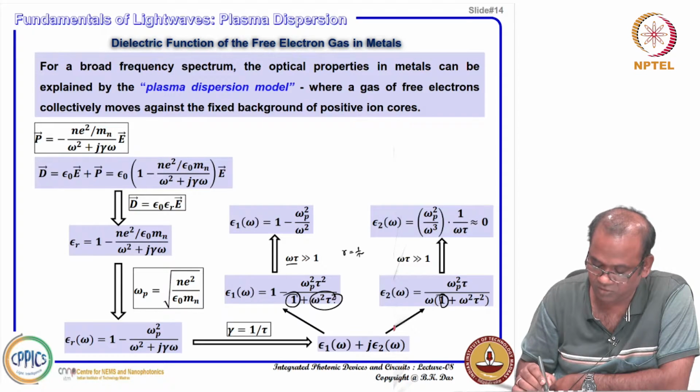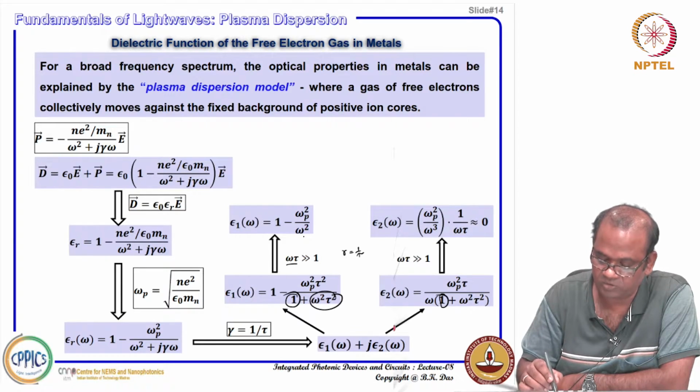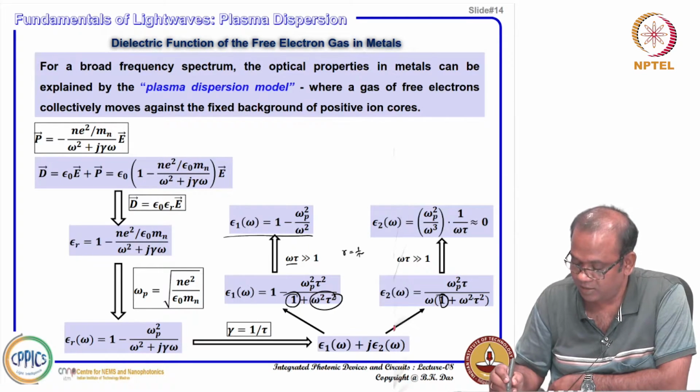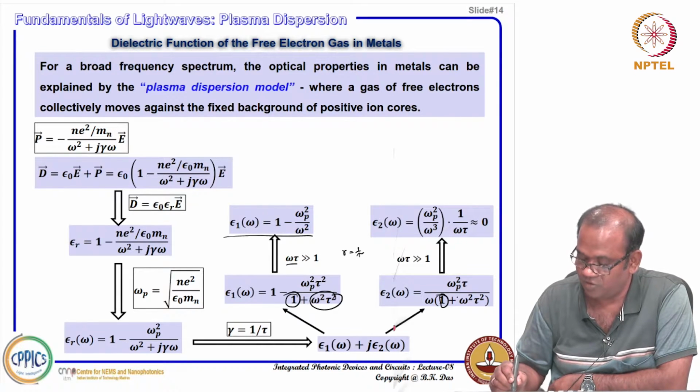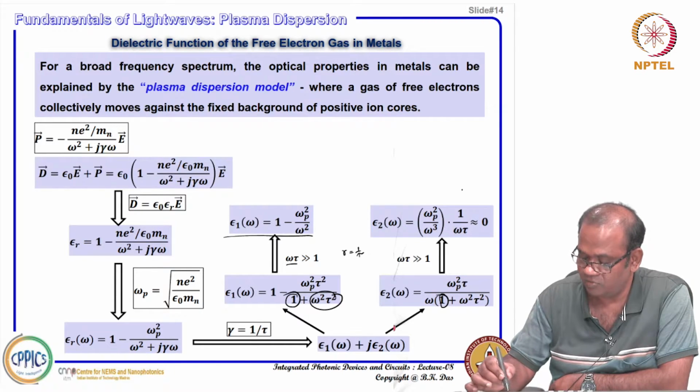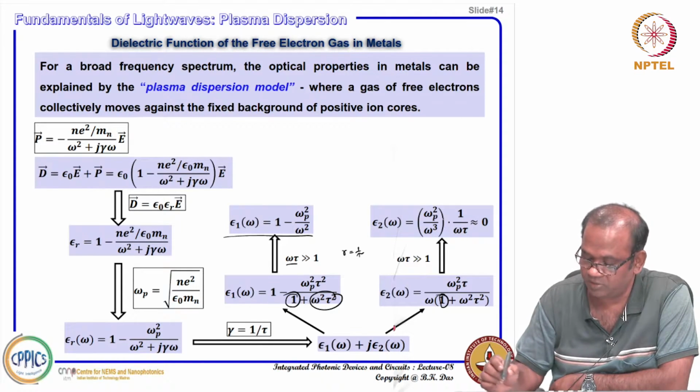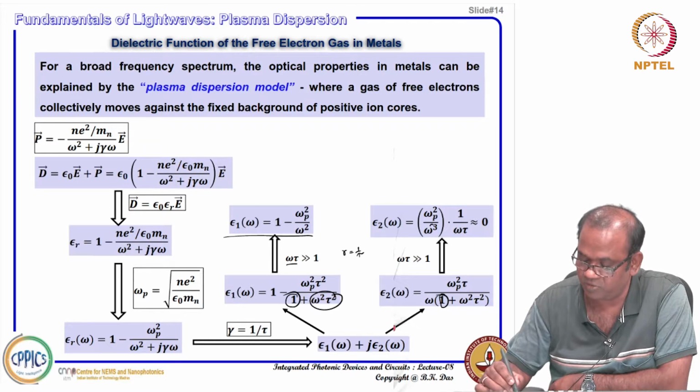So omega square tau square cancel, and omega p square by omega square will come. And here if I ignore 1, then omega times omega square gives omega cubed. So omega p square by omega cubed, and then tau will be cancelled. So we will be getting 1 over omega tau. Okay, omega p square, oh, here one omega is there, that should be omega square.